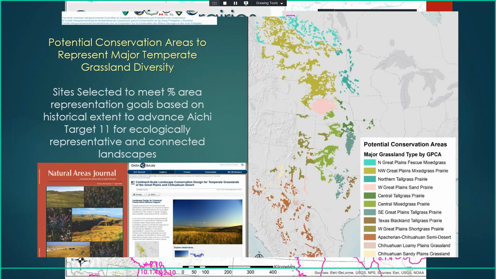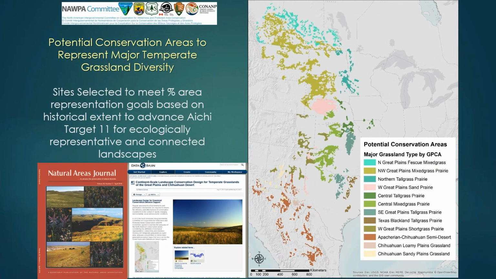There are also other analyses that have happened recently. Here's just one example that I was involved with. We were looking at temperate grassland representation on a continental scale, on a tri-national basis from the Canadian prairies all the way down through the Chihuahuan Desert, working with the government agencies, but we had a different objective here. It was really about where we would emphasize grassland restoration if our objective was to address the IUCN Target 11 in terms of representing ecosystem representativeness as well as connected landscapes.